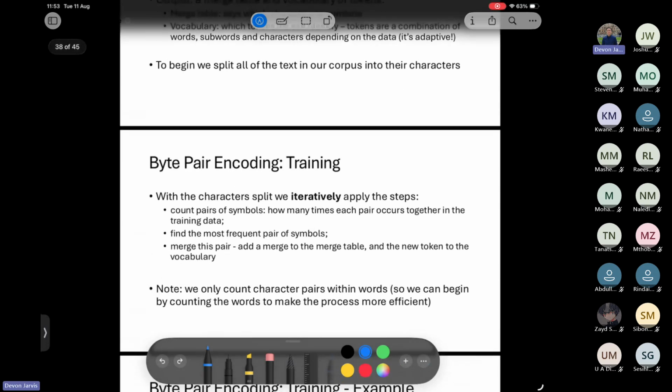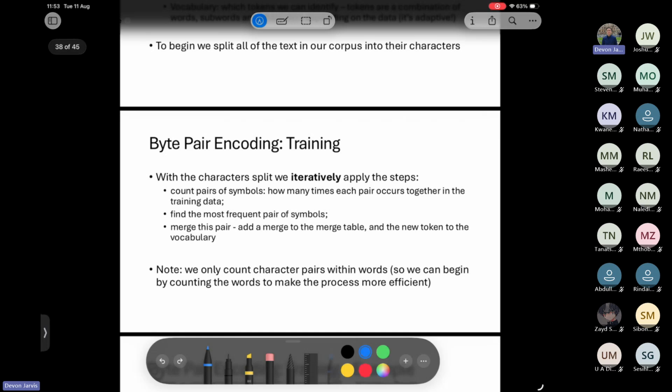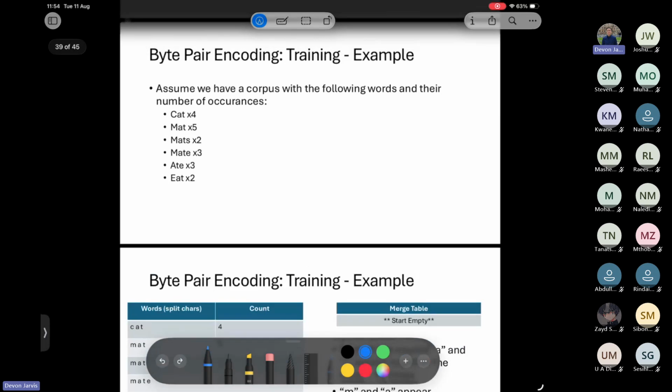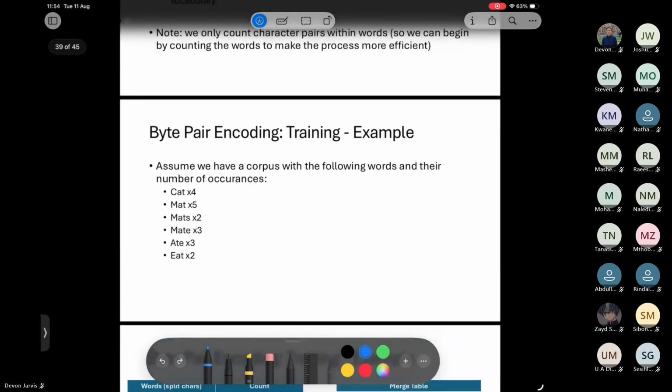Okay? So to begin with, you're going to split your text into the characters, and then iteratively find the characters that should be the highest co-occurring pairs, and merge that into a symbol. You find the most frequent pairs, and you just keep iterating on that. All right, most of this detail is here for you to study, so let's look at an example.